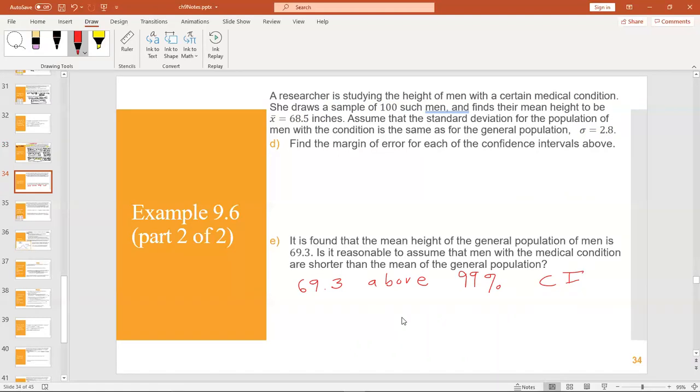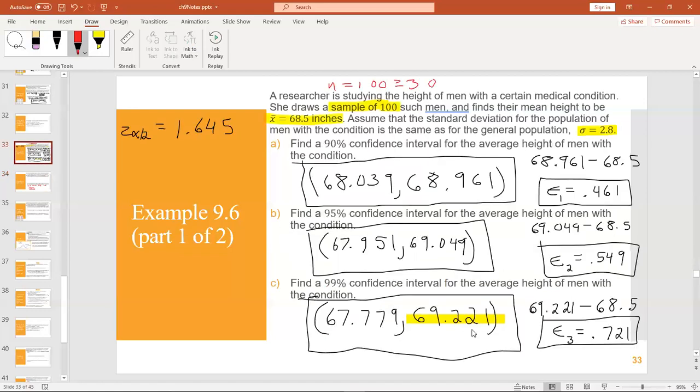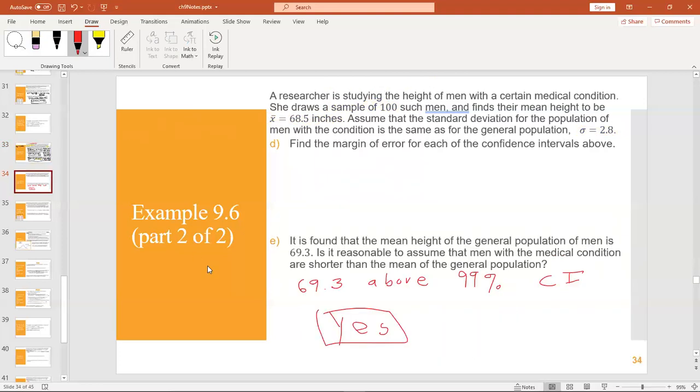So then, is it reasonable to assume that they are shorter than the mean? Yes, that is a reasonable assumption, because if the general population is 69.3 and we're still not even there with our widest distribution, that implies that yes, people who have this medical condition are going to be shorter.